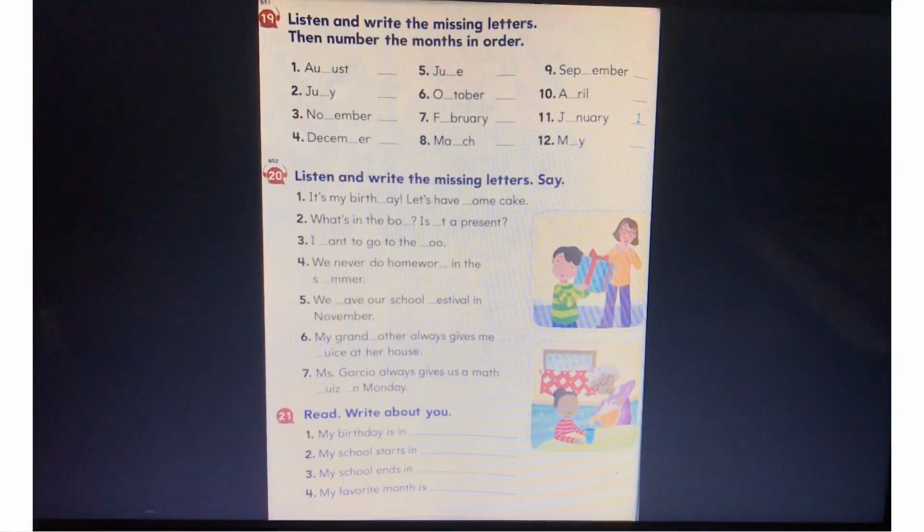So as you can see, we have all the 12 months, but they are not in order and all of them are missing one letter. Once we write the letter that is missing, in the blank space next to the word, we will write the number to place them in order. Now, for this section, you will need to listen very carefully and pay close attention. Now, let's go ahead and begin.